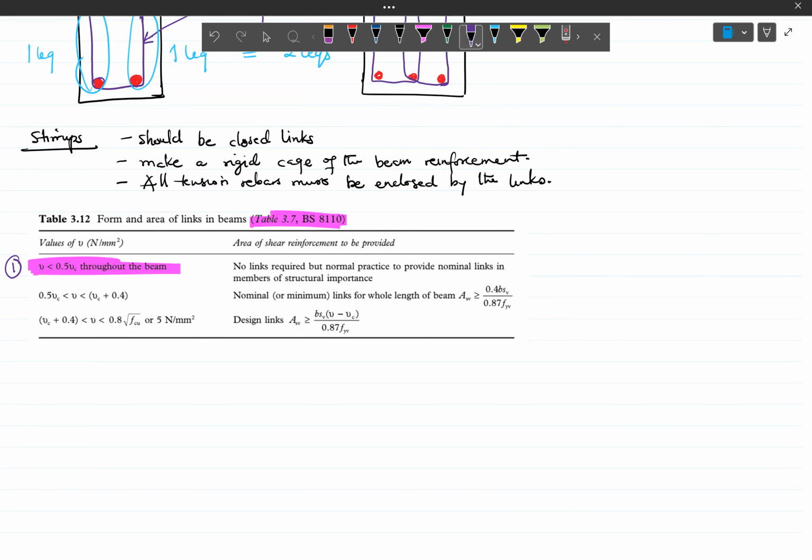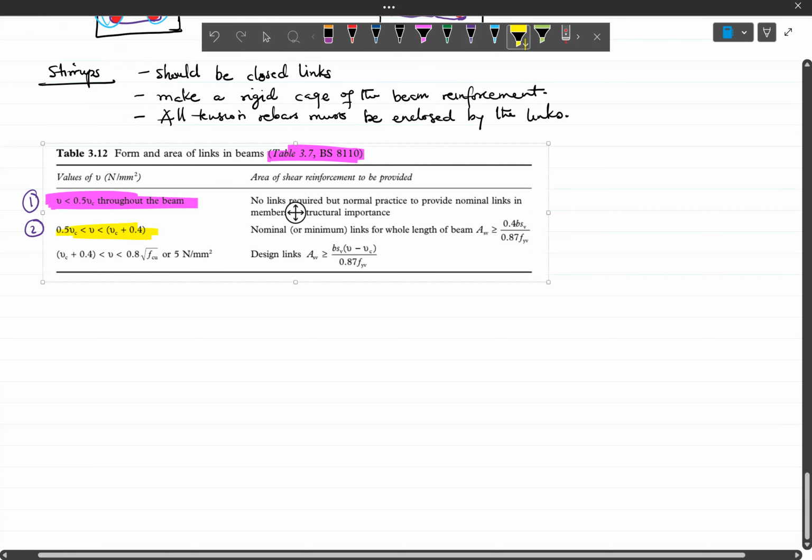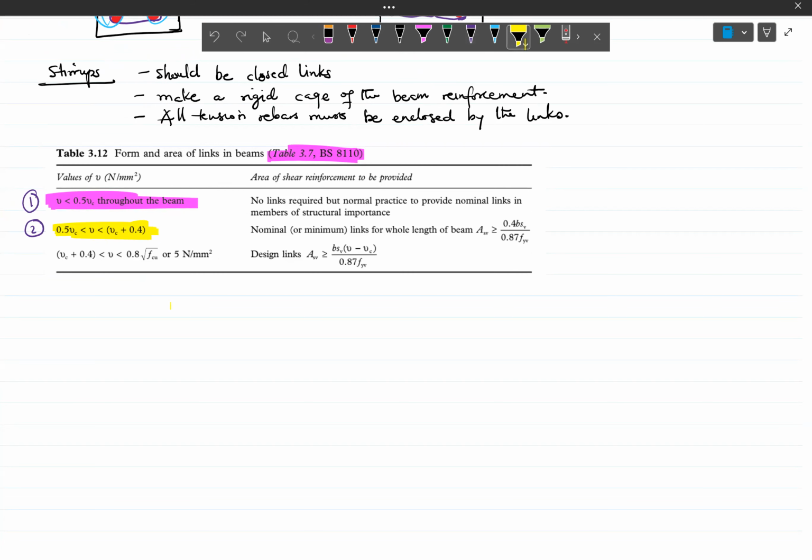The second thing is to look at whether the shear stress at that section is more than half of the concrete shear stress, and then less than 0.4 plus the concrete shear stress. So we check this also. And when your shear stress lies within this range, the code says we should provide nominal. Nominal means just enough, minimum.